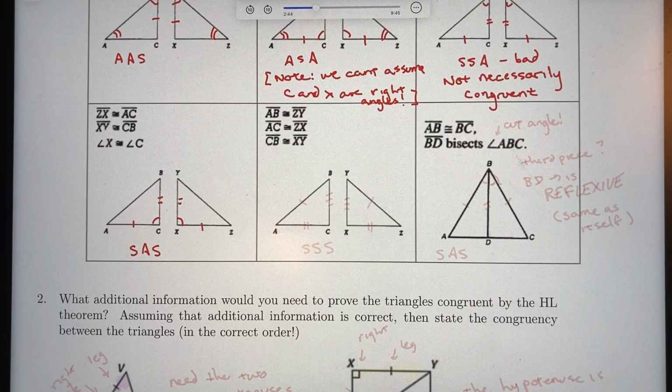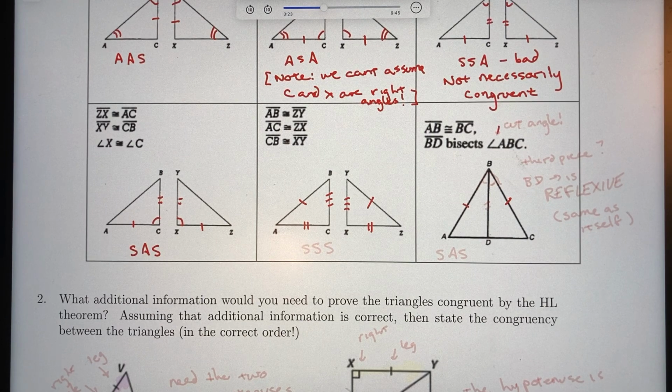Okay, AB, same as ZY. I usually start with one hash mark, doesn't really matter. AC is the same as ZX. And then CB is the same as XY. All line segments, so they all get marked up on line segment line. AB is the same as BC. That means the triangle is isosceles.